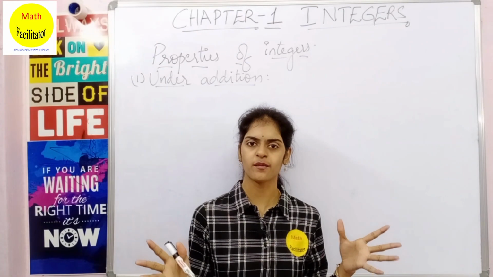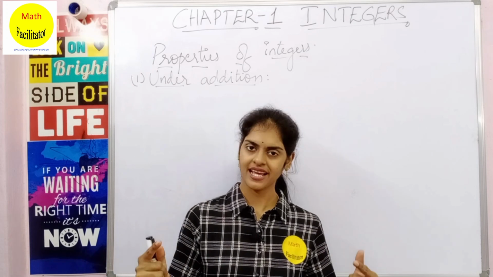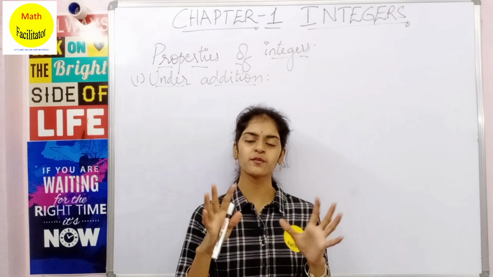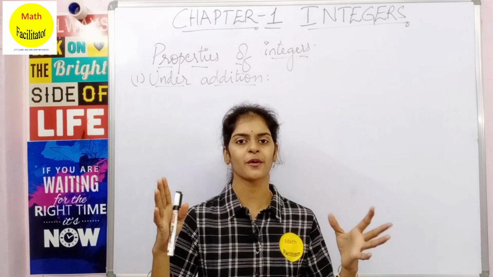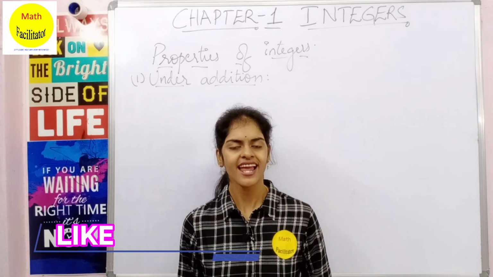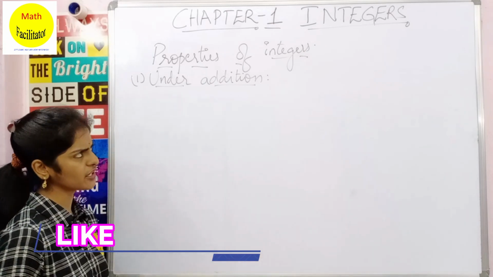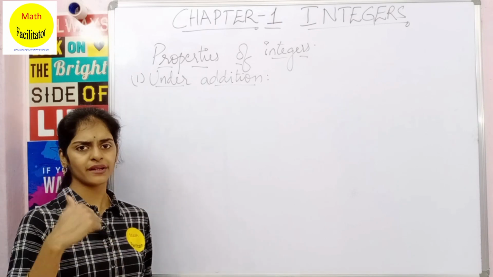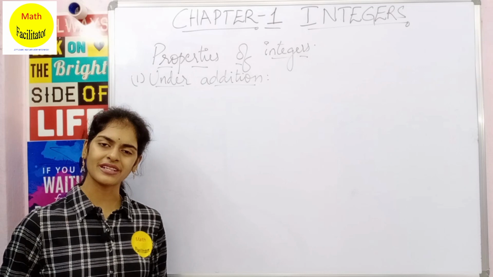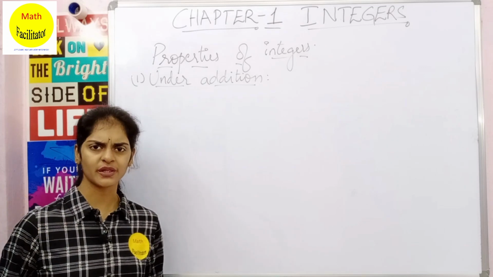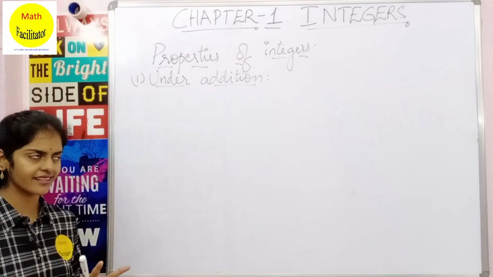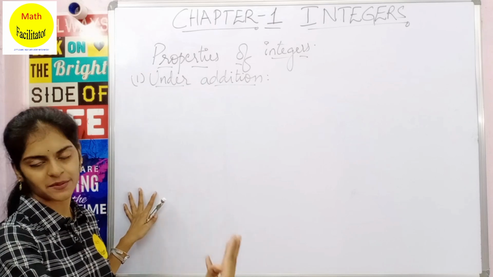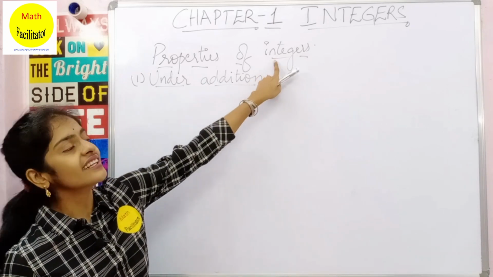Let us discuss the properties of integers, and in that, firstly, let us discuss properties under addition. As you know, you have learned a few properties in your earlier class also. What are those? They are nothing but closure property, commutative property, associative and distributive. The same properties we shall learn under addition, subtraction, multiplication and division for integers.